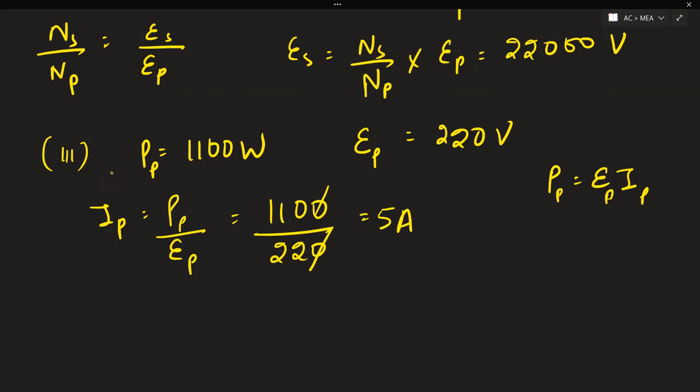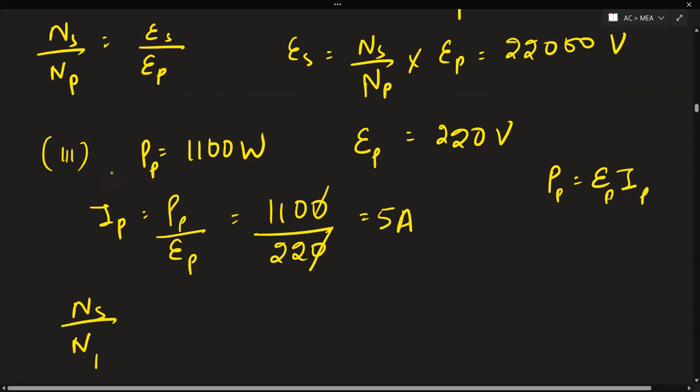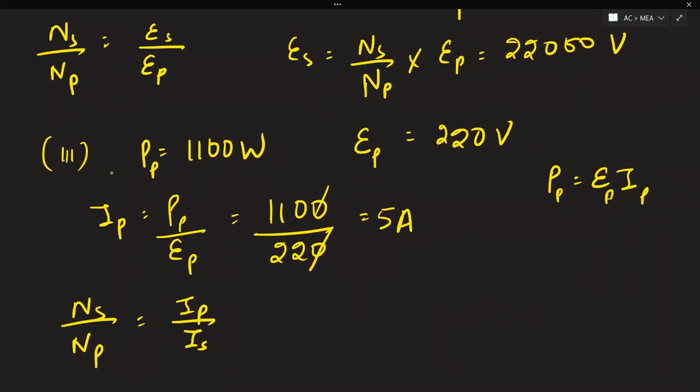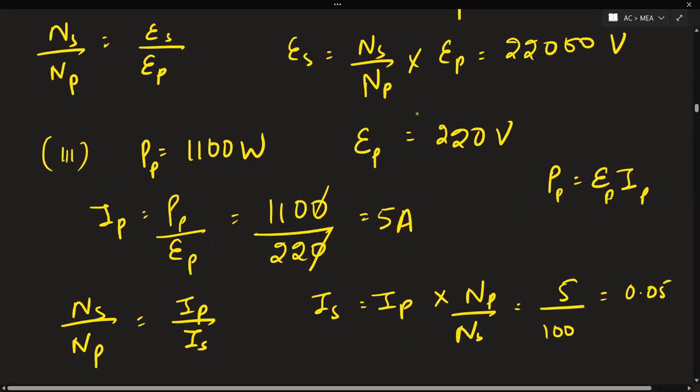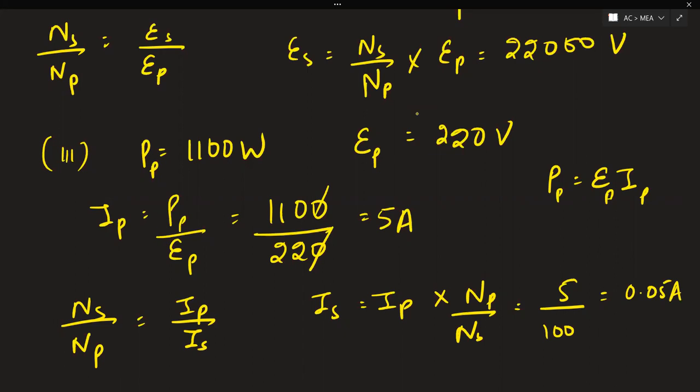Now you have all the values. You can put it into any of the formulas. Let's write NS and NP, because the ratio is given. NS by NP will be equal to IP by IS. See, this is reversed for current. What do we have to find? IS. IS will be equal to IP into NP by NS. IP is 5, and NP by NS will be 1 by 100. So it is 0.05 amperes. Yes, 0.05, correct.